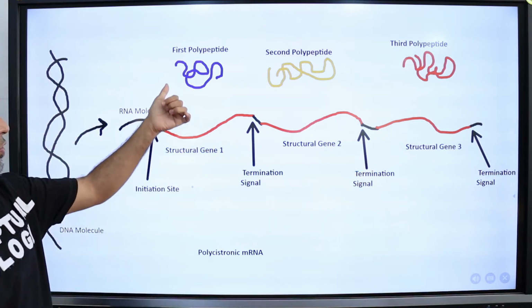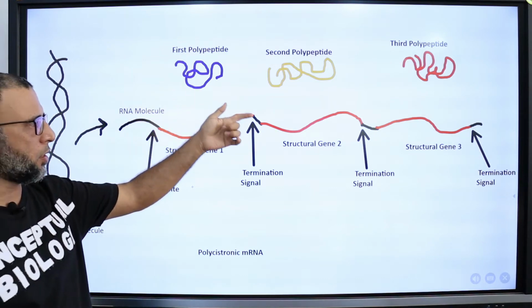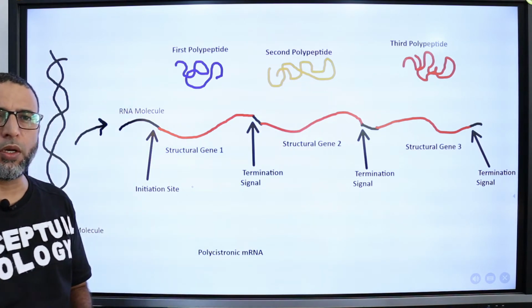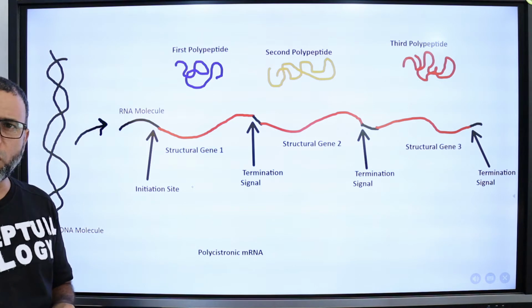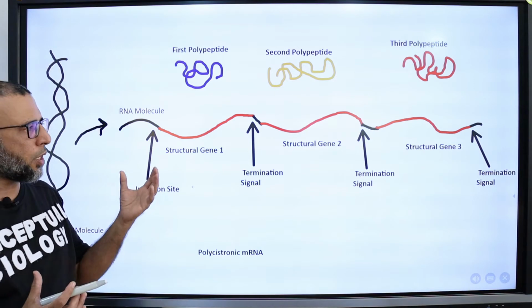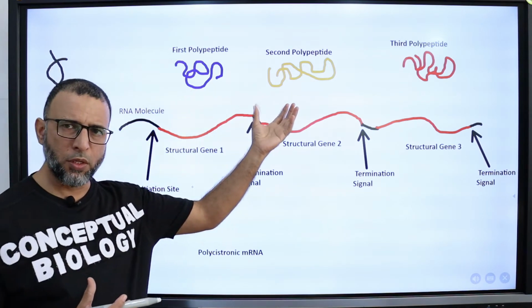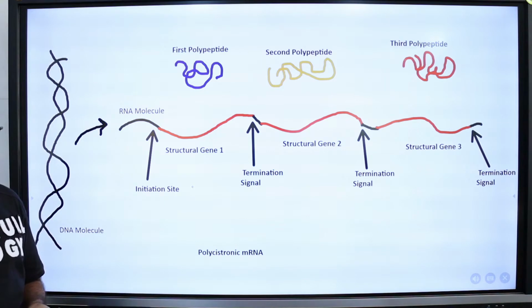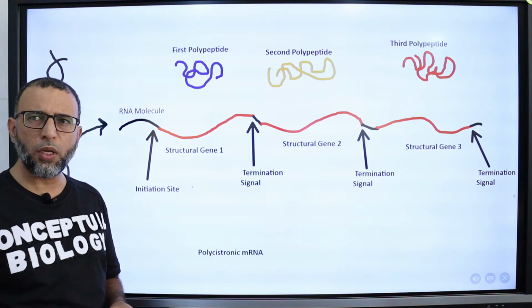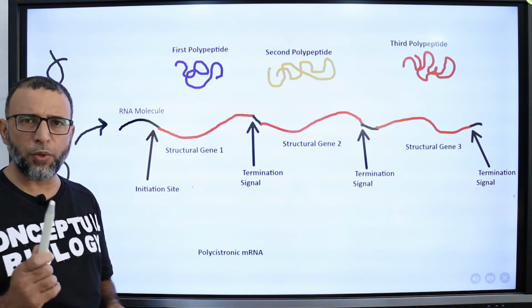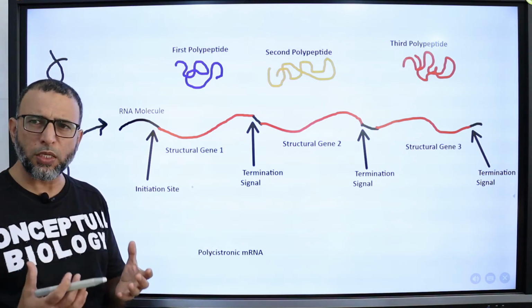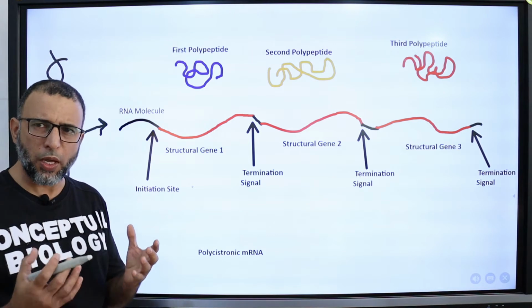Structural gene 1 is responsible for the synthesis of the first polypeptide, structural gene 2 for the second polypeptide chain and structural gene 3 for the third polypeptide chain. So, this type of mRNA is called polycistronic mRNA. Polycistronic mRNA codes for multiple different protein products. Generally, polycistronic mRNA is found in prokaryotes, while eukaryotes have monocistronic mRNA that only encodes for one protein product per mRNA molecule. With polycistronic mRNA, prokaryotes have less flexibility in regulating gene expression.